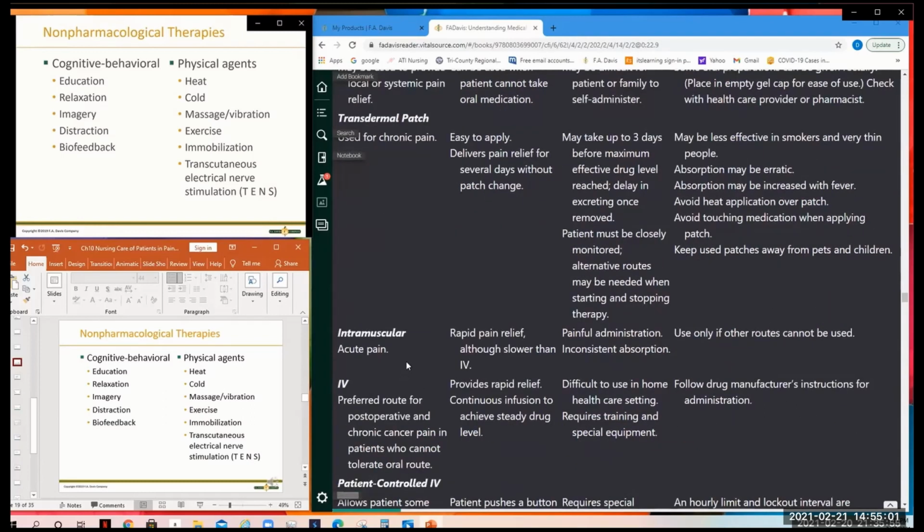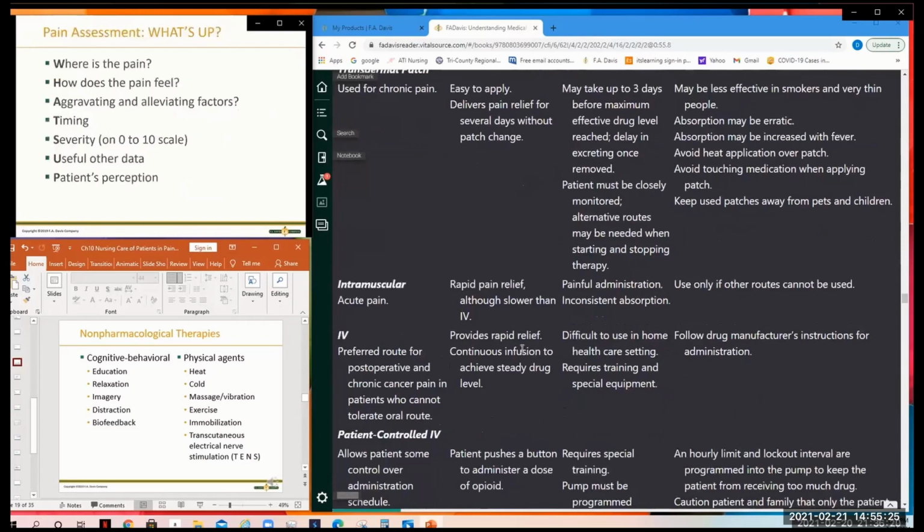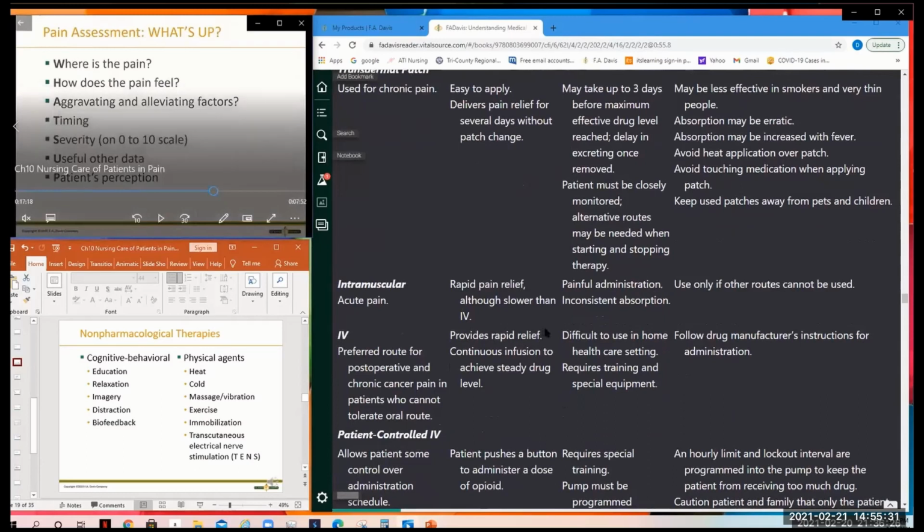Intramuscular acute pain. Rapid pain relief, although slower than IV, painful administration and inconsistent absorption. Use only if other routes cannot be used. IV is the preferred route for postoperative and chronic cancer pain in patients who cannot tolerate the oral route. It provides rapid pain relief and continuous infusion to achieve a steady drug level.